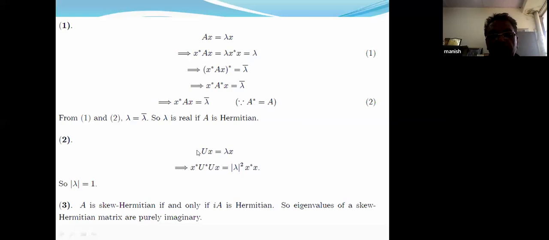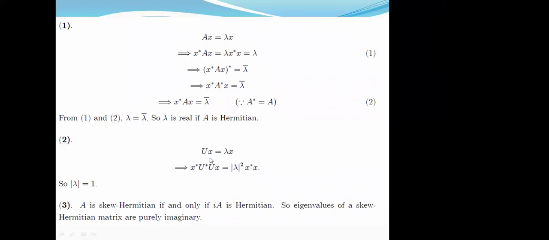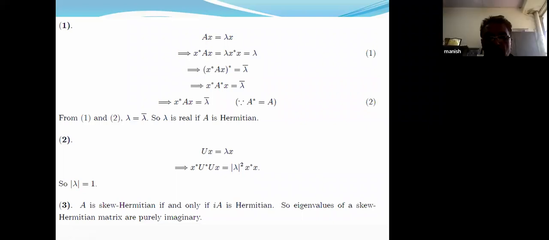Now, if U is unitary, we take Ux equal to lambda x, and take the conjugate transpose of both sides: x star U star is lambda conjugate x star. Now multiply these two, and we have this equation. But U is unitary and U star U is identity. Therefore, from here x star x is also 1, therefore the modulus of lambda is 1.